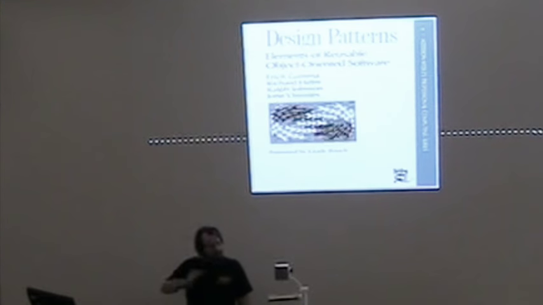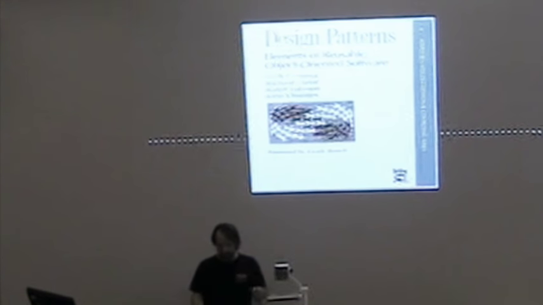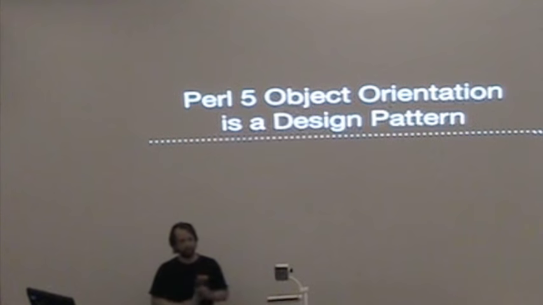But they said that object orientation was a design pattern in Ada. And if you know object orientation in Ada, that makes sense. The thing is, the same is true for Perl 5. If you really think about it, the thin layer that Larry added on top of Perl 5 is really just an agreed upon set of conventions, some of which happen to be enforced by the core, but not all.